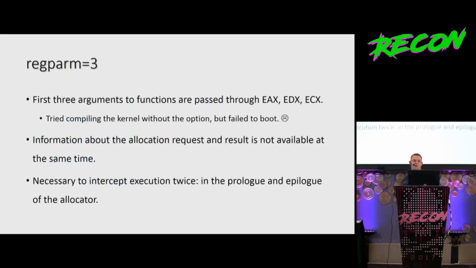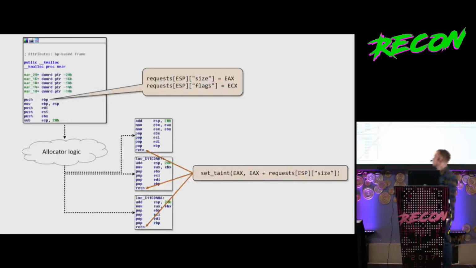Then we have this problem of passing arguments through registers, which means that we cannot just hook into a single instruction, the ret instruction. We have to hook into the kernel twice, first when the allocator is called, and then when the allocator returns, in order to capture both pieces of information. So this is how it looks here. We hook into the first instruction of the function to save the size and the flags of the allocation request, and then again we hook into all of the return instructions to be able to set the taint based on the allocation address.